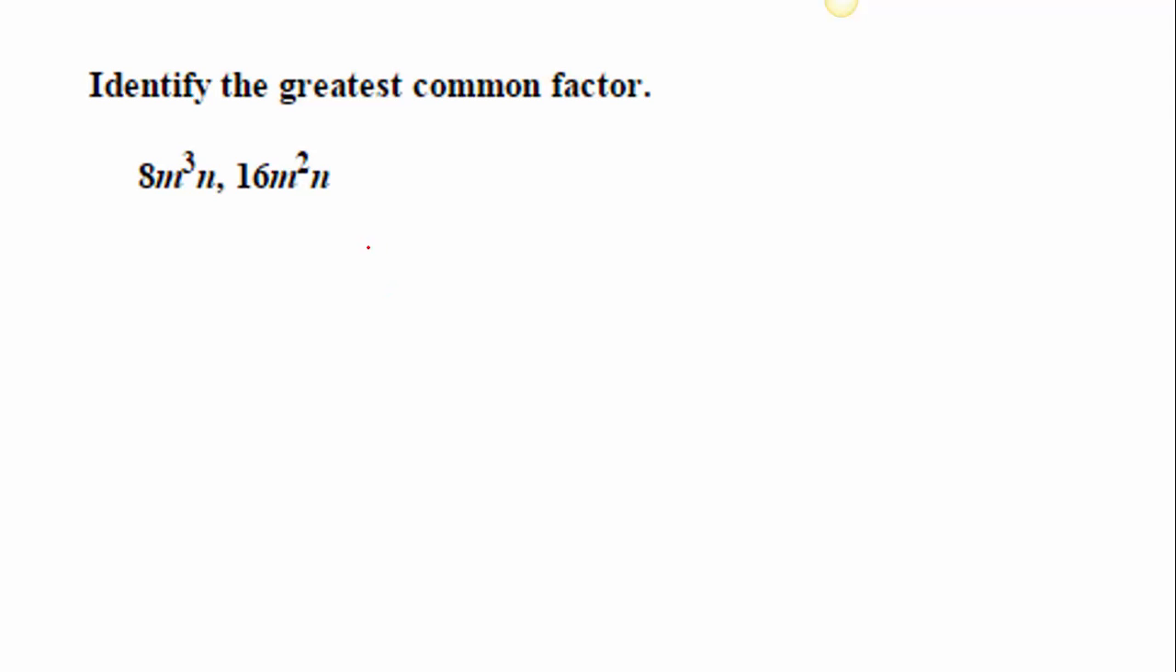Identify the greatest common factor. Okay, let's try again. 8 is 2 times 2 times 2. M times m times m, that's m cubed. And then 1n. The other one is 16. It's 2 times 2 times 2 times 2, because 4 times 4 is 16. M squared, m times m. And then 1n. Alright, let's start.